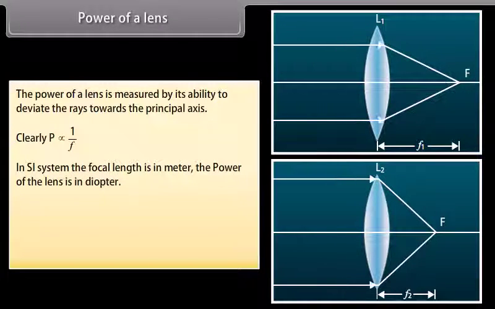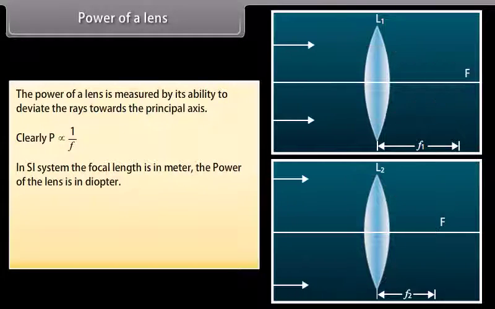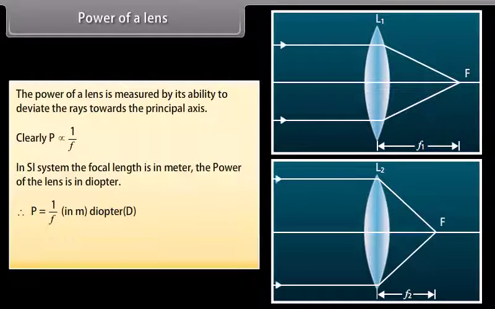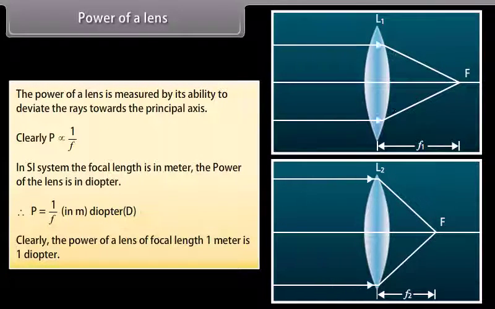In SI system, the focal length is in meter. The power of the lens is in diopter. Therefore, P is equal to 1 by F in meter, diopter D. Clearly, the power of a lens of focal length 1 meter is 1 diopter.